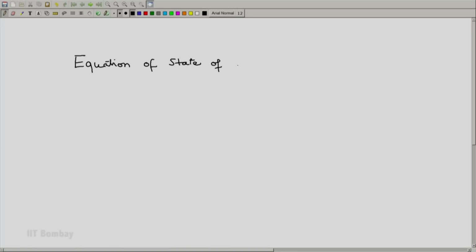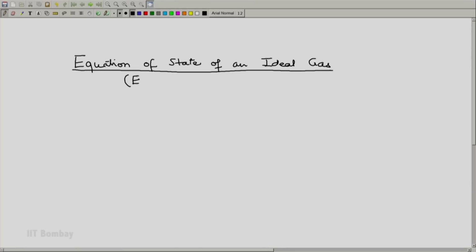Welcome back. We are now going to look at the equation of state of an ideal gas. The phrase equation of state will occur so often in thermodynamics that we will frequently use the short form EOS for it.